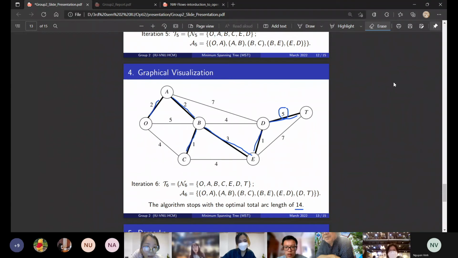I think that we can just find the tree with the minimum length, and then multiply the minimum length with the cost per unit of length. Then it will give the minimum cost. Okay, so suppose that they give you the cost directly, and you find the minimum cost. Then what do you do?